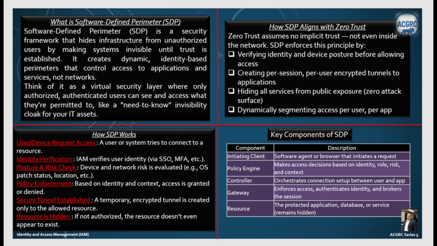So, how does SDP align with zero trust? Well, software defined perimeter is used in zero trust. Zero trust assumes no implicit trust, not even inside the network. So, software defined perimeter enforces this principle by verifying identity and device posture before allowing access.